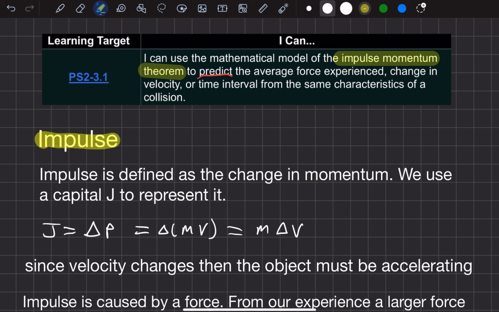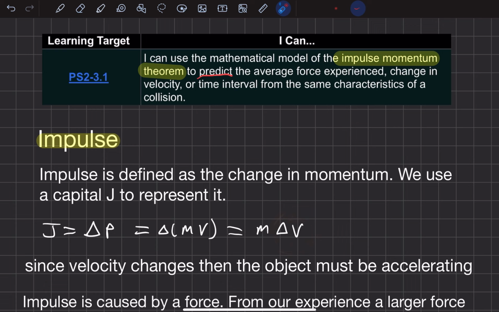What is the definition of impulse? Impulse is defined as the change in momentum. Strangely enough, we use the capital J to represent it. Mathematically, we can write J = ΔP, with ΔP meaning the change in momentum. That's going to equal the change in, well, what is momentum but mass times velocity? So impulse is equal to the mass of an object times the change in velocity.